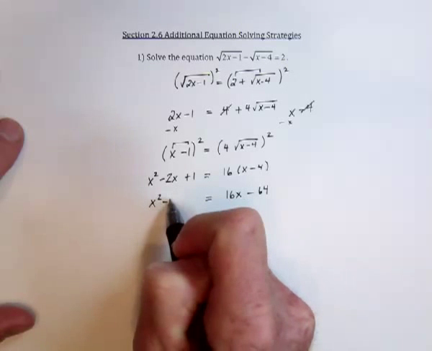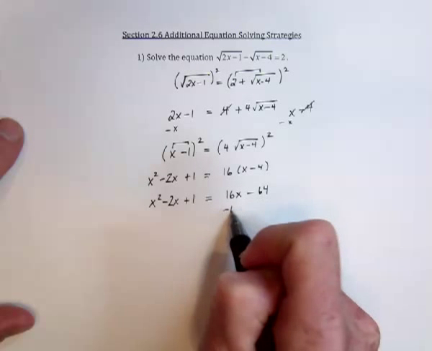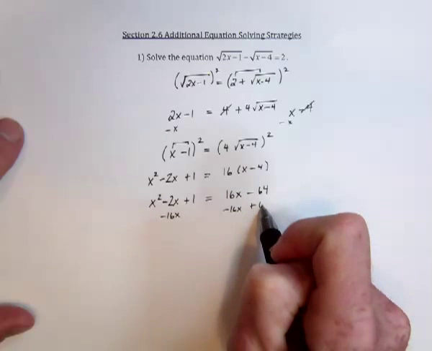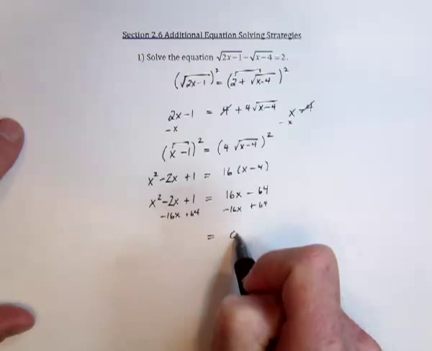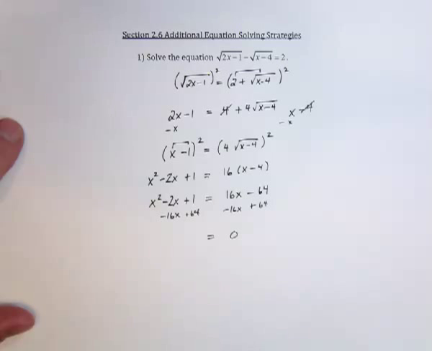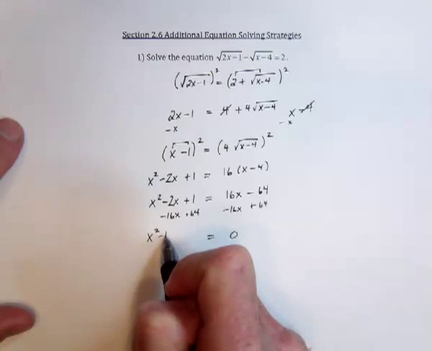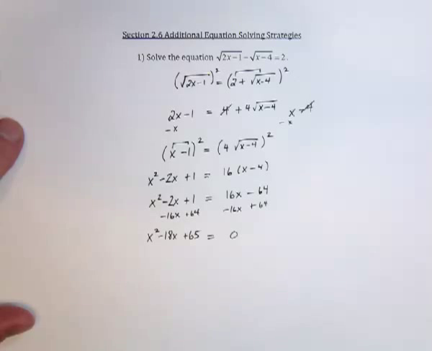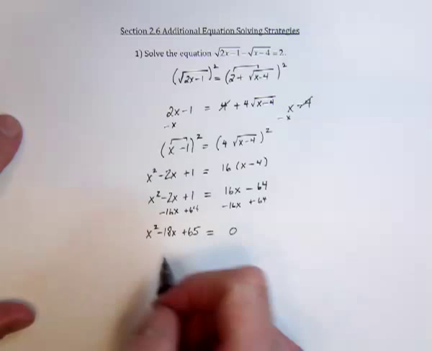And let me just recopy this side. And then subtract 16x from both sides. And also add 64 to both sides, so that we've got everything set equal to 0. And now combine like terms. So x squared minus 18x plus 65. And we're not able to reduce or divide anything out, so we'll use the quadratic formula.